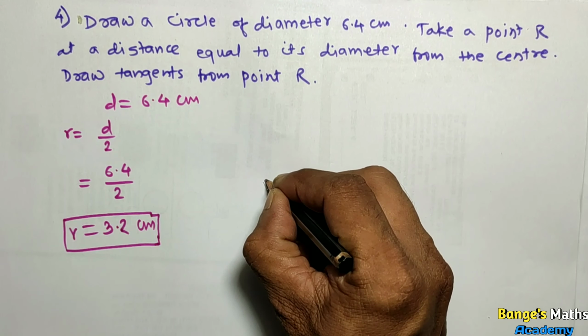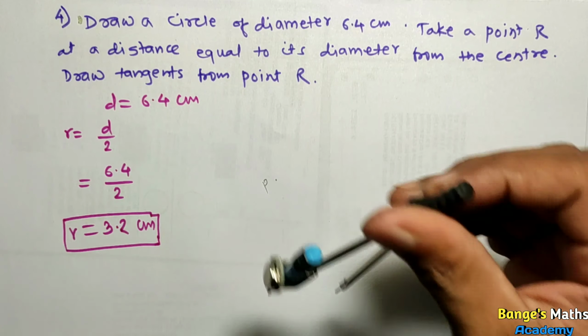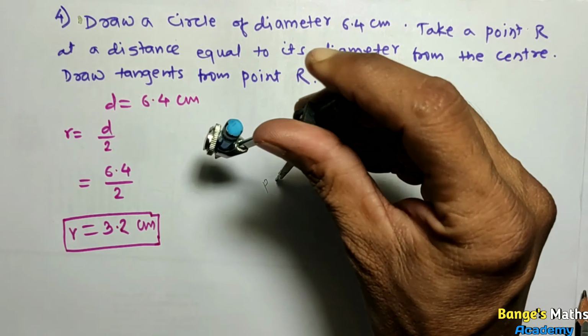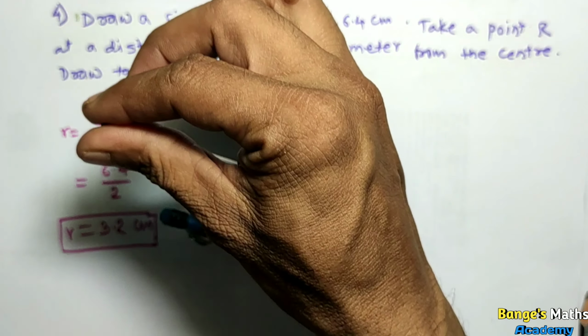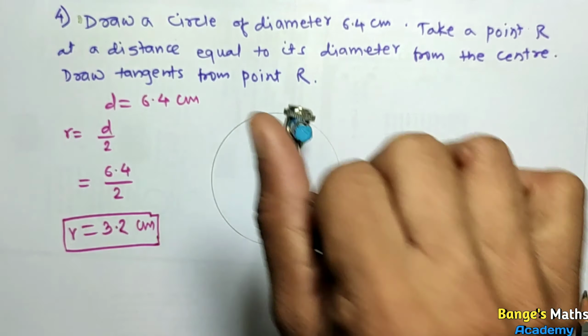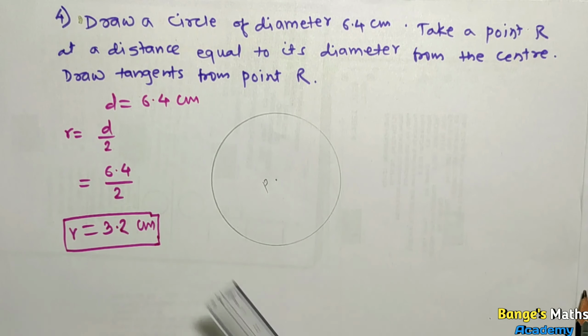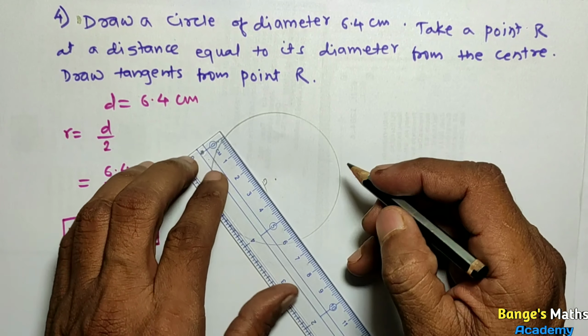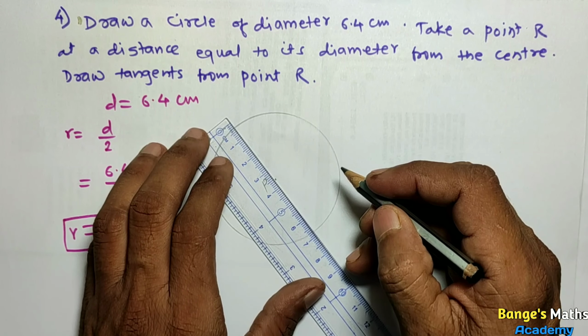Take point P as a center and draw a circle with radius 3.2 centimeter. Radius of the circle is 3.2.